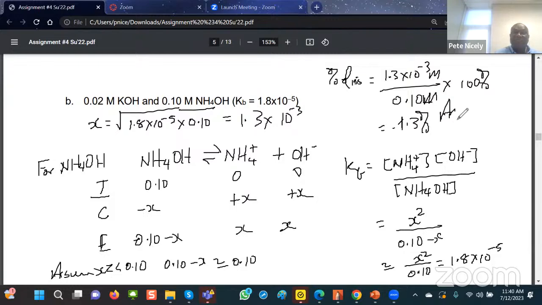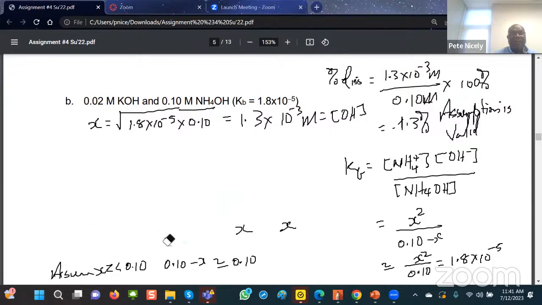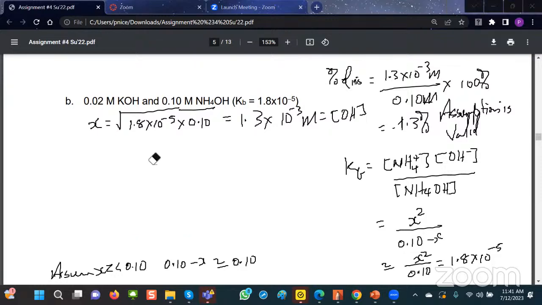So the assumption is valid. So that means that this value here, we can set that to be equal to the concentration of OH minus. Okay, so now that we have done that, what will be the next step? Let me erase down here. Okay, so now that we have determined the concentration of OH minus, what will be the next step? Plug it into the pOH equation.